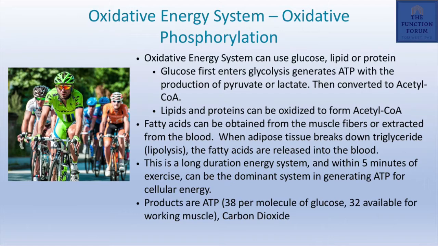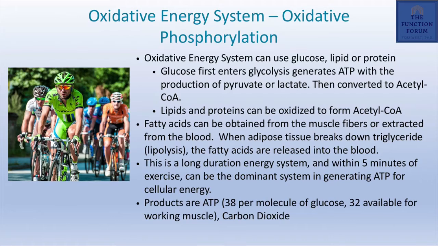Basically, we need to start with glucose first by going through the anaerobic glycolysis process, producing some ATP, and then the pyruvate, that's an end result of anaerobic glycolysis, enters this oxidative energy system. This pyruvate is then converted to a molecule called acetyl-CoA. I'm only mentioning it because that's sort of the starting point for the oxidative energy system. If we start with lipids, lipids and proteins can be broken down to form acetyl-CoA as well, and that acetyl-CoA is what enters the oxidative energy system.